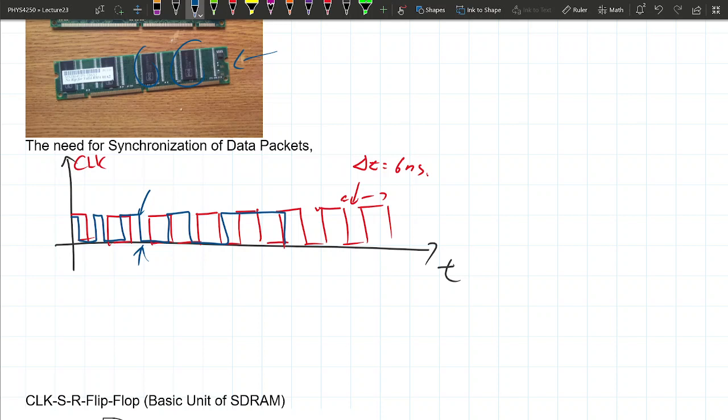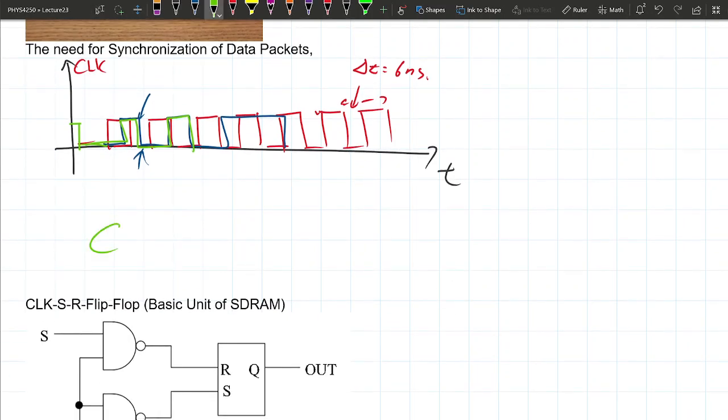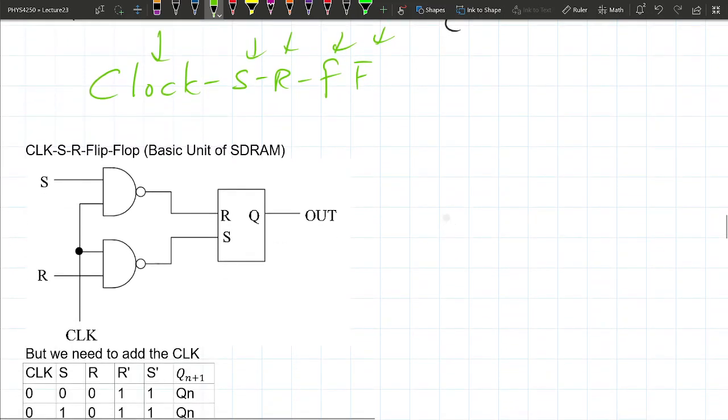Okay, so what they do, I'm going to go to green here, is they want to make sure that these changes can only happen when the clock is high. You can only do this change when the clock is high. And this is where we're going to start thinking about how we built this thing called the clocked SR flip-flop. We're getting more and more acronyms here. It's the CSRFF. And this is the basic unit of an SRAM.